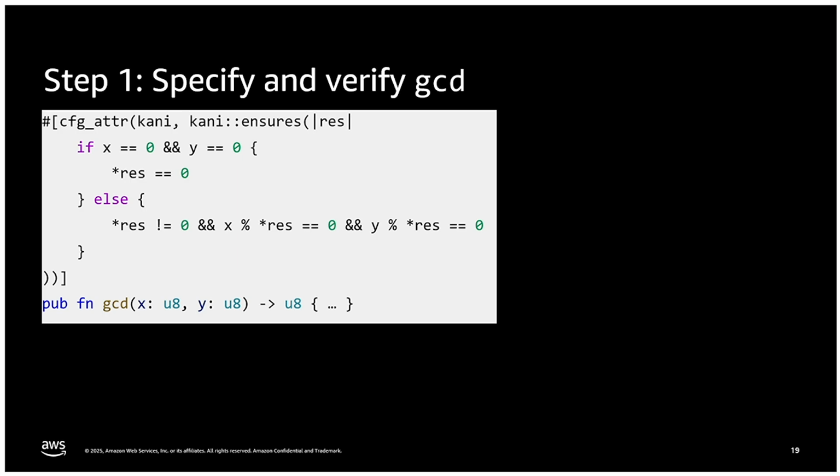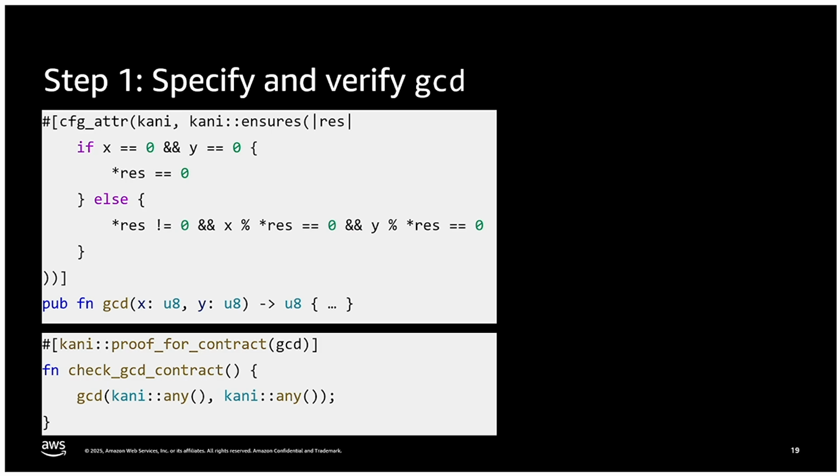So now how do we prove that this contract holds? We write this little harness right here that says proof for contract GCD, and then we call GCD passing Kani any, which is essentially havocked values for the inputs. And I can run this quickly. So this is the, oh, it's not sure.